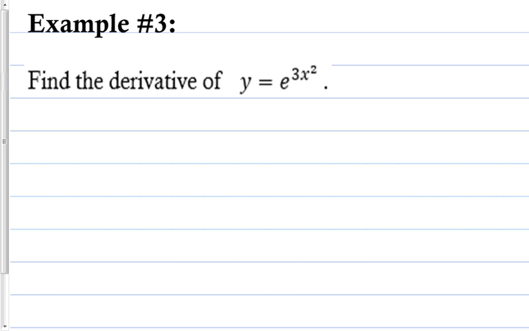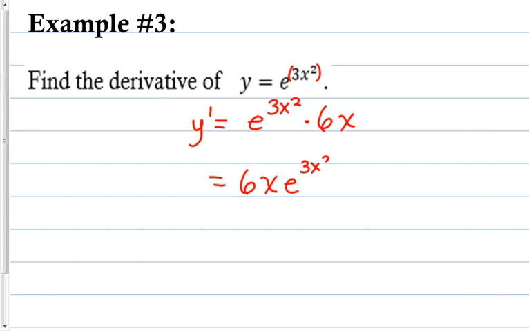Example 3, find the derivative of y equals e to the 3x squared power. Okay, so this is all my exponent, right? So y prime is going to be the function itself times the derivative of the exponent. So 3x squared becomes 6x. And so rewrite it so that it is neater. And there is my derivative. If you're wondering, the exponent is the u part, right? And then the du would be the derivative of that. That's how I got my pieces.